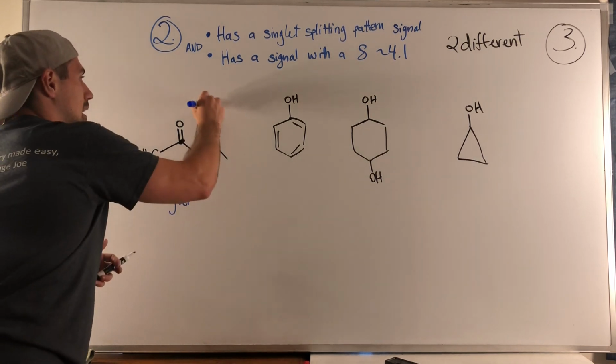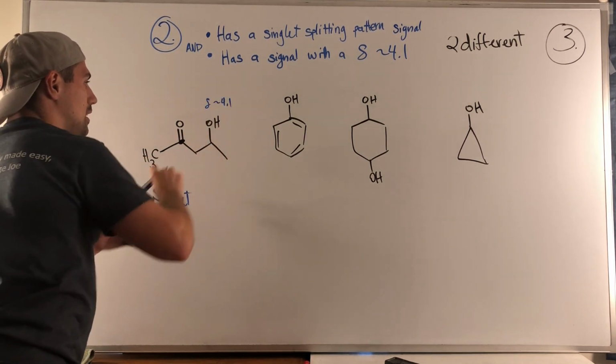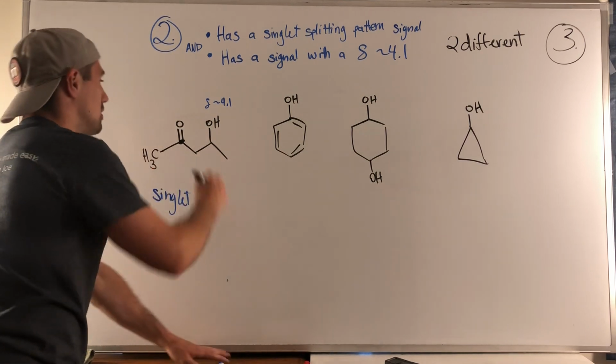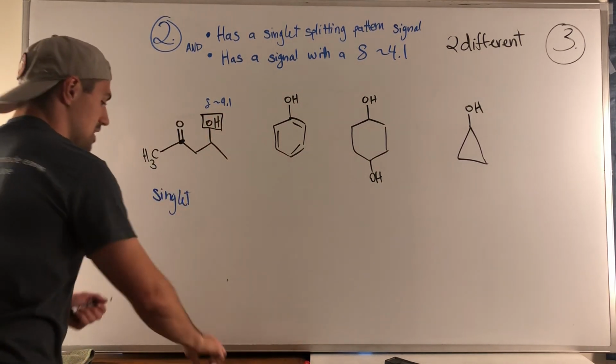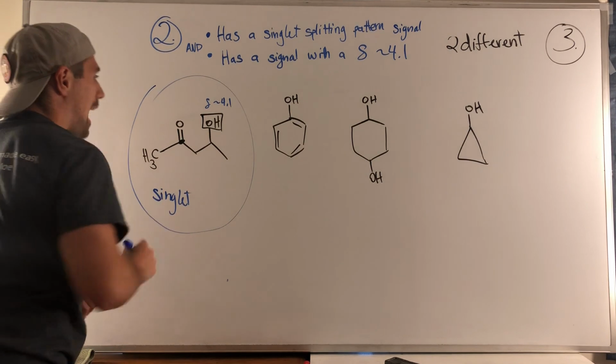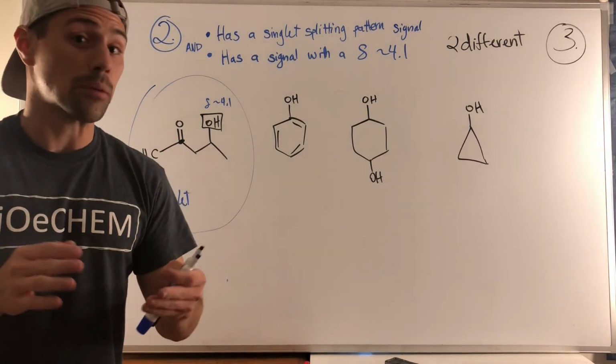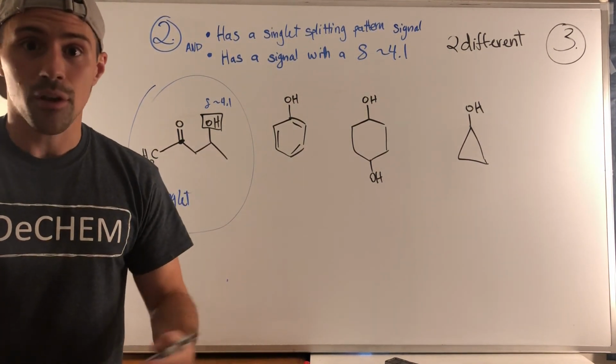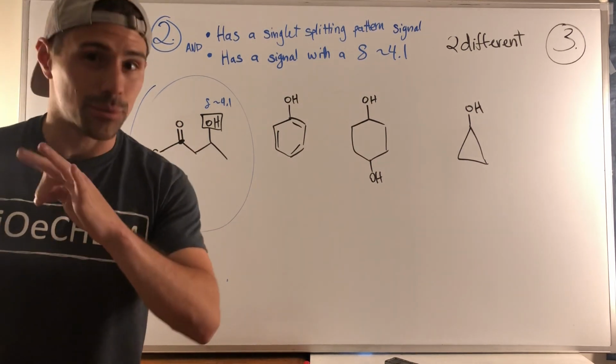Here is the chemical shift of roughly 4.1 right here in the alcohol. Whoa, butterfingers, there we go. So it's this right here, draw a big circle. Be happy because that is the answer to the second part of problem 3. So let's round this out with the third part and that little bonus question.